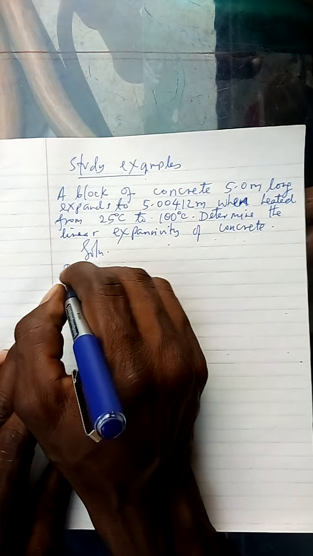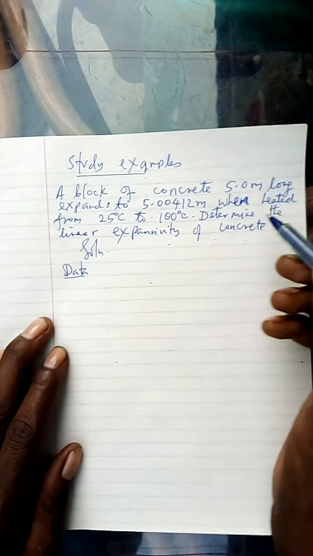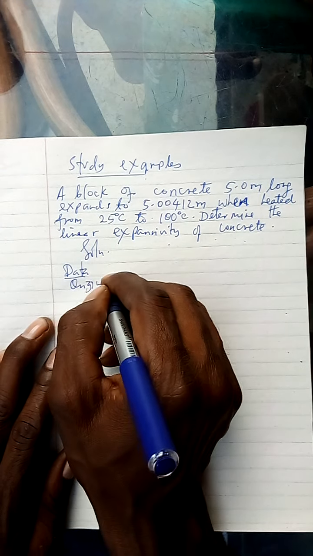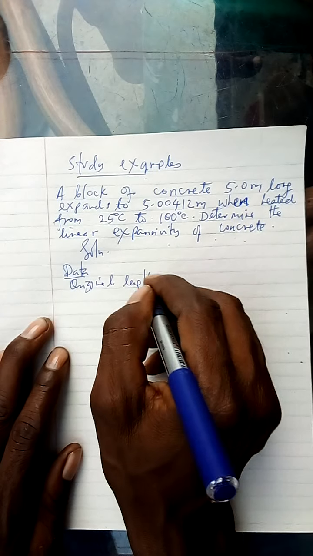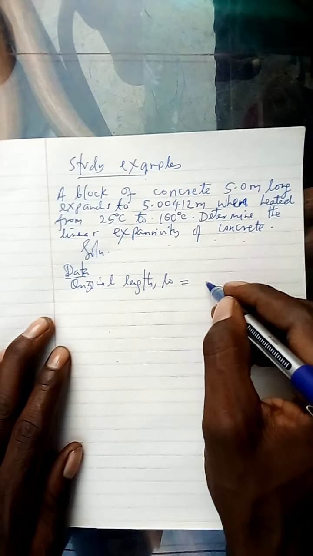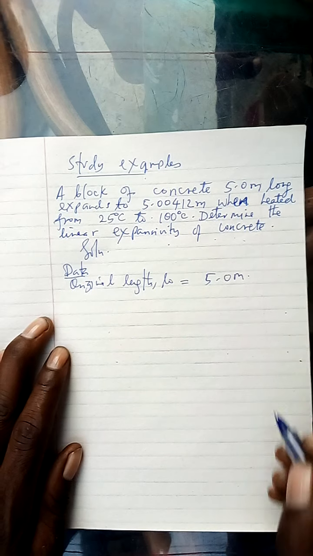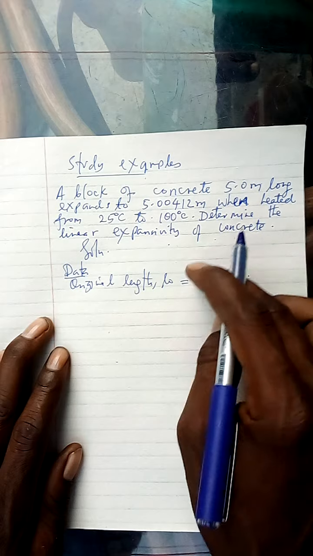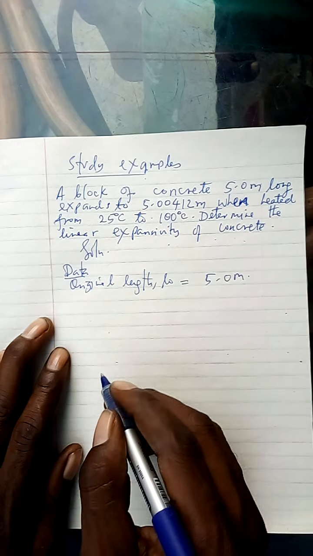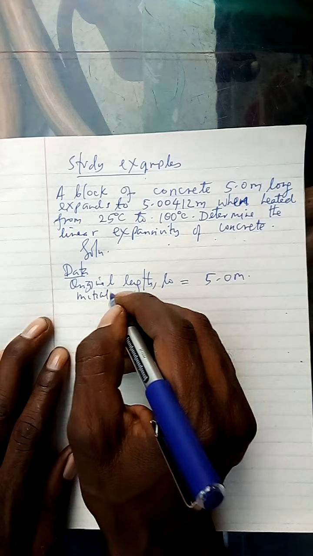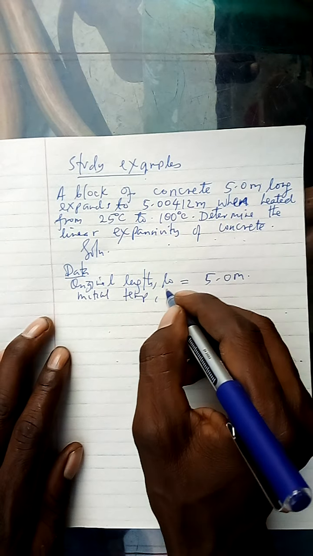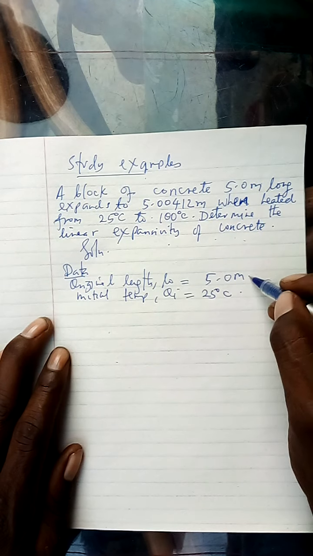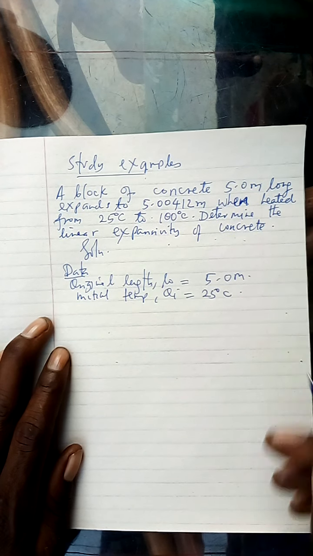Now from the question we have what is called the data. We have the length before heating, that is the original length, which was 5.0 meter before heating. The initial temperature was 25 degrees Celsius.